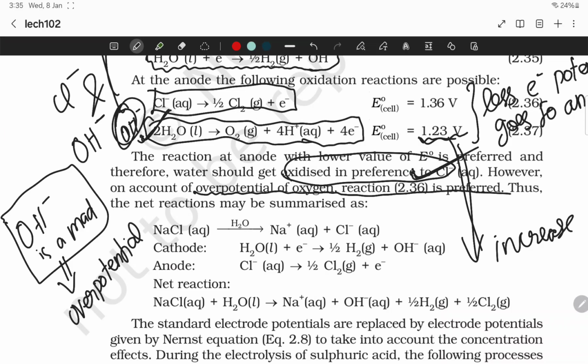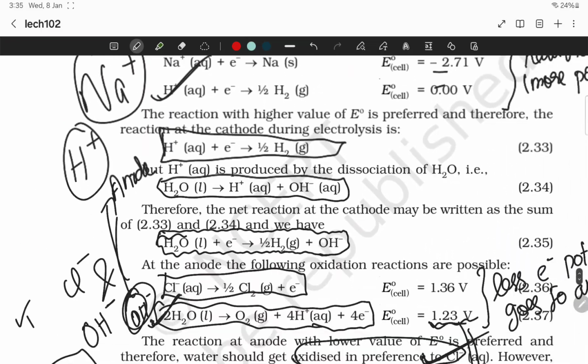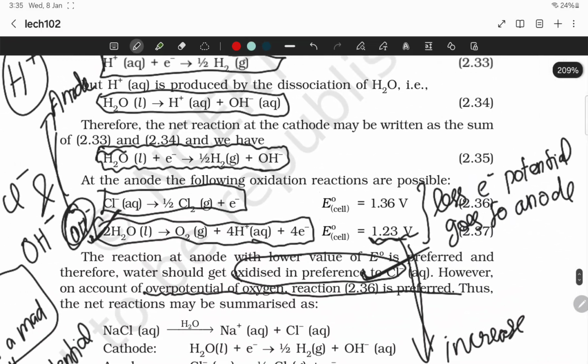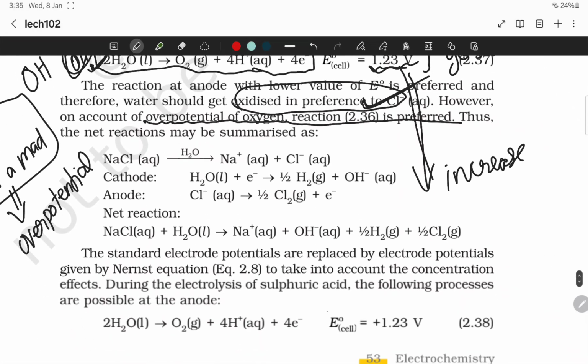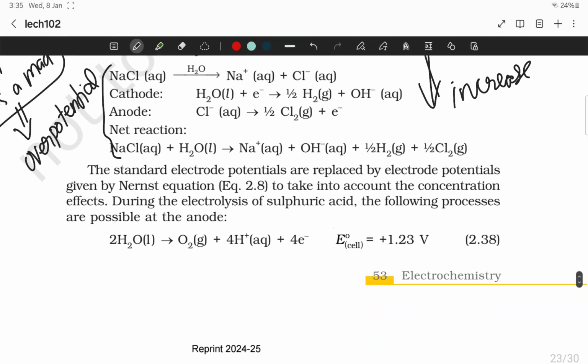This is a tricky question. They can ask you. So the net reaction is written here. You can just read through it. All the reactions that we explained now are written here. The standard electrode potentials are replaced by electrode potentials given by the Nernst equation to take into account the concentration effects.